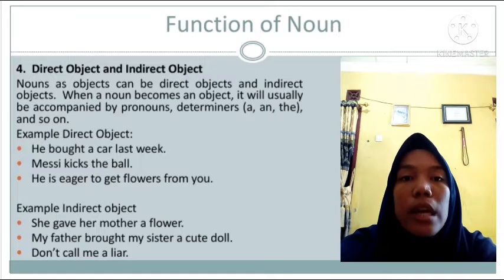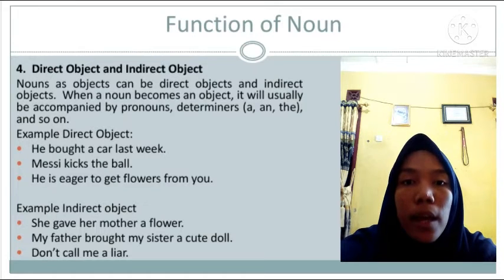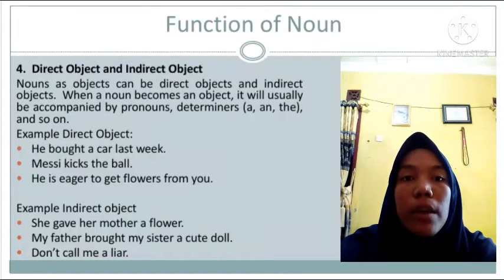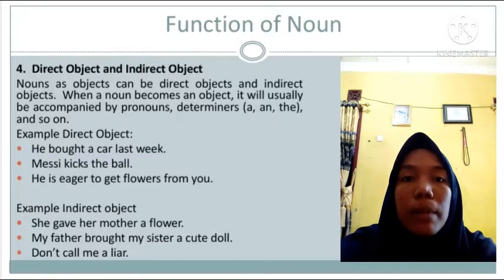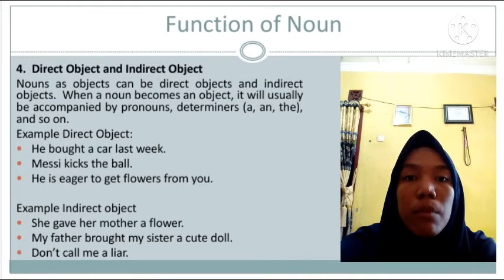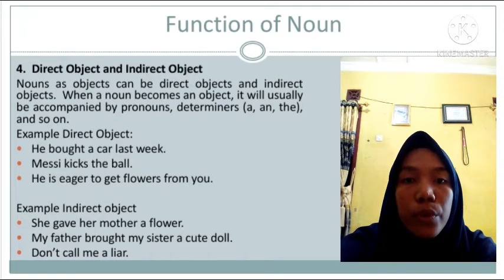The fourth, direct object and indirect object. Nouns as objects can be direct objects and indirect objects. When a noun becomes an object, it will usually be accompanied by pronouns, determiners, a, an, the, and so on. For example, direct object. The first: he bought a car last week. The second: Messi kicks the ball. The third: he is eager to get flowers from you.